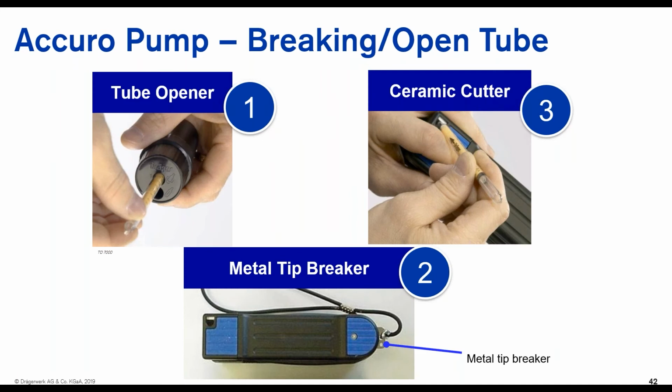So if you look into breaking the tubes itself using the Accuro Pump, we do have two areas that you can use to break the tips of the tubes. We have a ceramic cutter, and we have the metal tip breaker. When you use the metal tip breaker at the bottom of the Accuro Pump, just take note that it might be a hazard in terms of breaking the glass tubes. It will cause glass tips to chip off and fly, and it may cause injury. So if you are using the tube opener and the ceramic cutter, you should eliminate those risks.